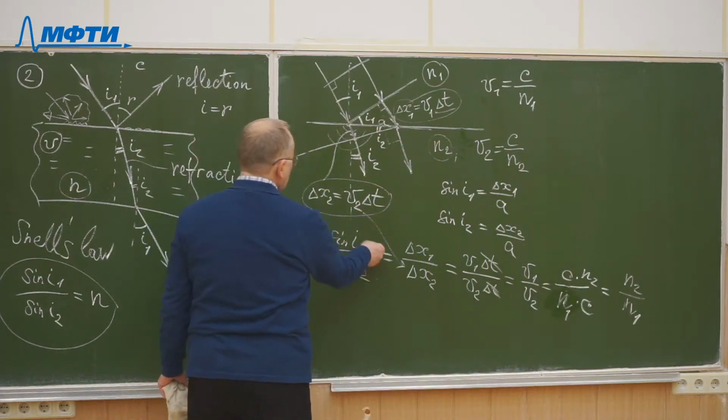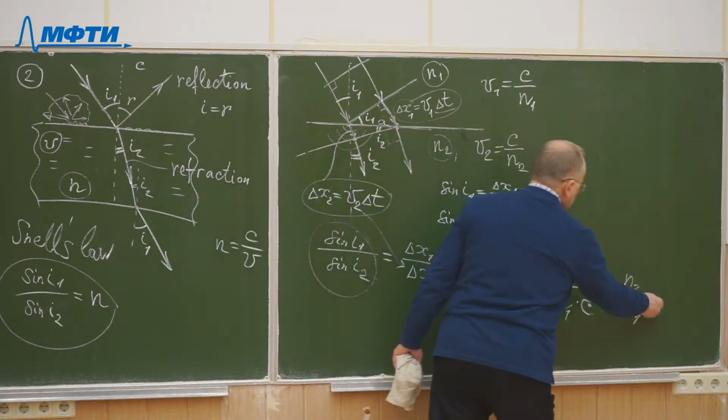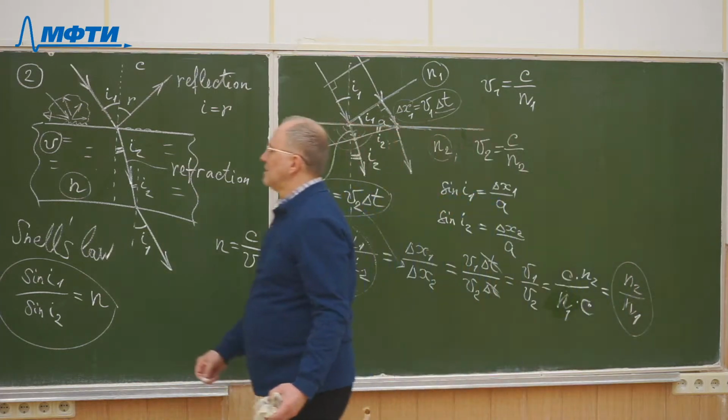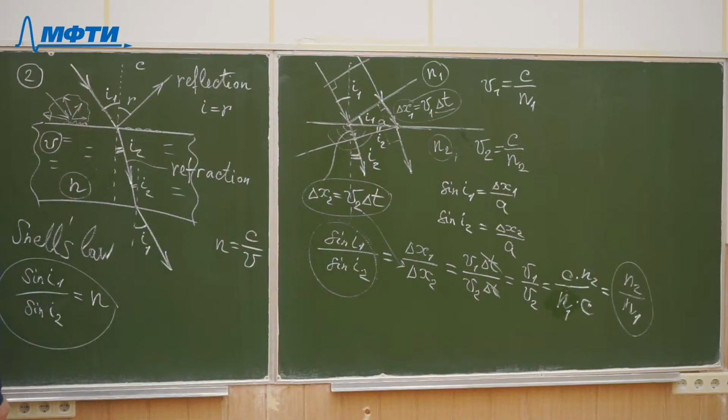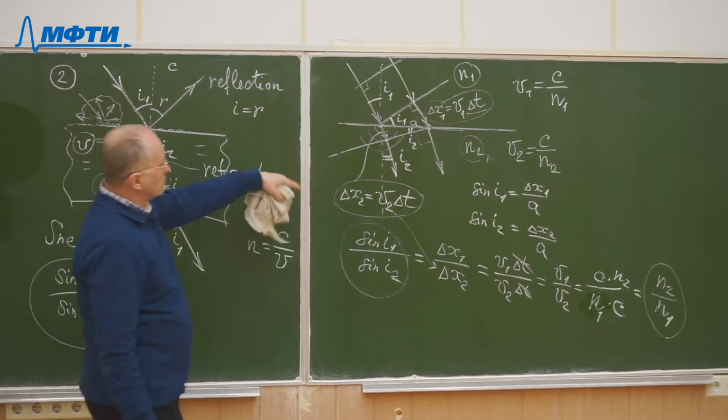So if we combine the initial expression with the final expression, then we obtain Snell's law, which in the simple form was written here. I told you that this formula is valid for the case when the upper medium is air or vacuum, which has a refraction index equal to unity.